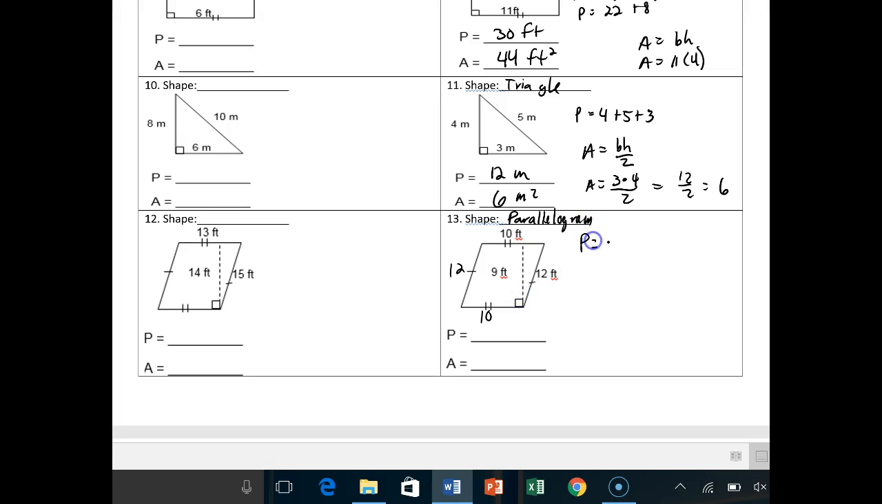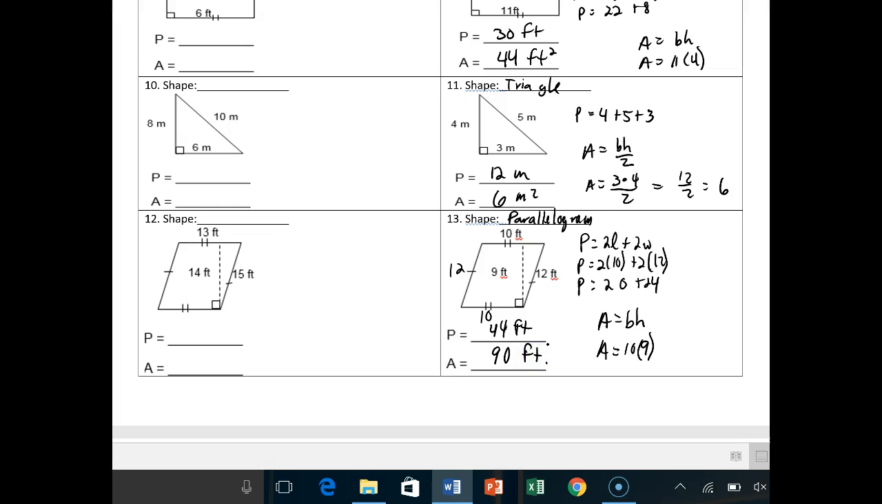So perimeter is equal to, we could say again, 2L plus 2W in this case, or perimeter is equal to 2 times 10 plus 2 times 12. Perimeter is equal to 20 plus 24. And in this case, our perimeter is equal to 44 feet. And area is just equal to base times height. Very simple. So area is equal to base, the bottom number, or the thing that it lies flat on, 10, times the height, the dotted line, times 9. So not 109, but 90 feet.